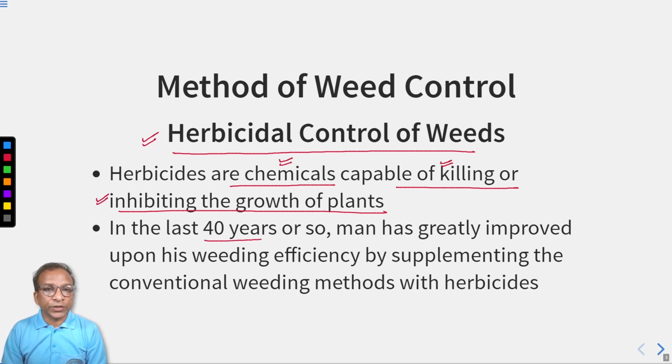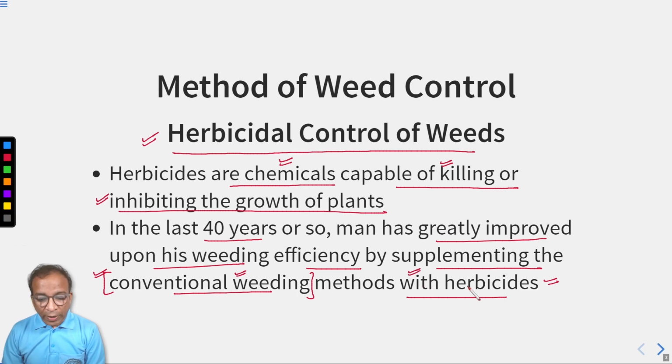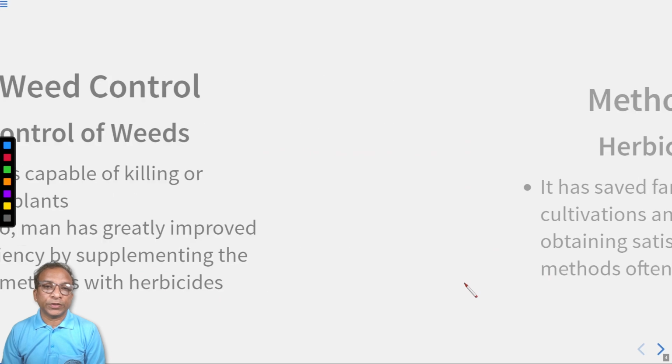In the last 40 years or so, man has greatly improved upon his weeding efficiency by supplementing the conventional weeding method with herbicides. So they were using the conventional, old methods of farming, right? And in that, what they were doing was taking the weeds out manually from the cropland. So now they are using some herbicides to kill the weeds.